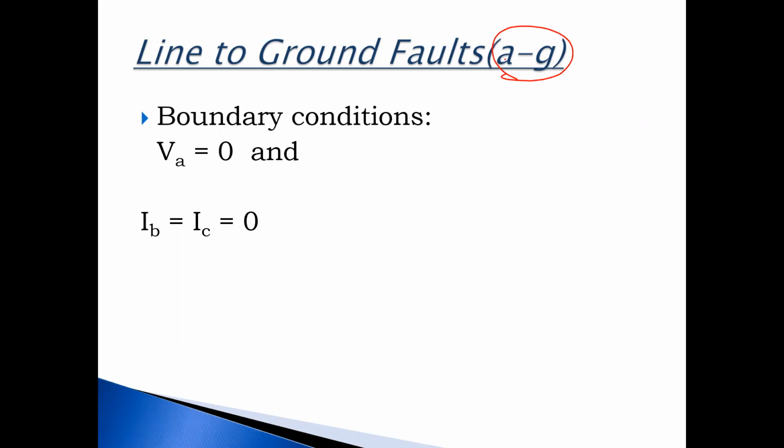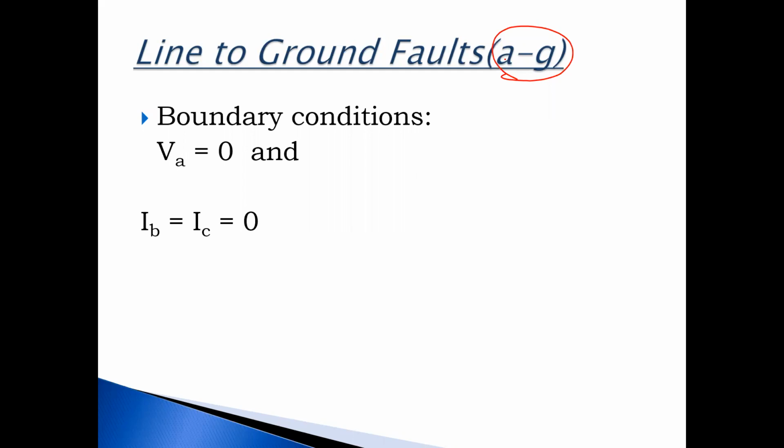In other words, if that phase A is experiencing a fault, then it means that the magnitude of that fault current would be significantly higher than the current that would have been going through B and C. So relative to the faulted phase, which is the A phase, IB and IC are 0. All right? So these are our boundary conditions.